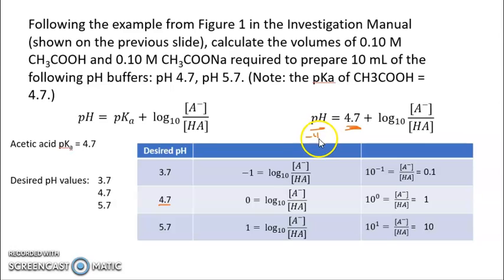So negative 4.7 equals log, and then that's going to cancel, and that's going to give us this. And the log of 1 is 0.